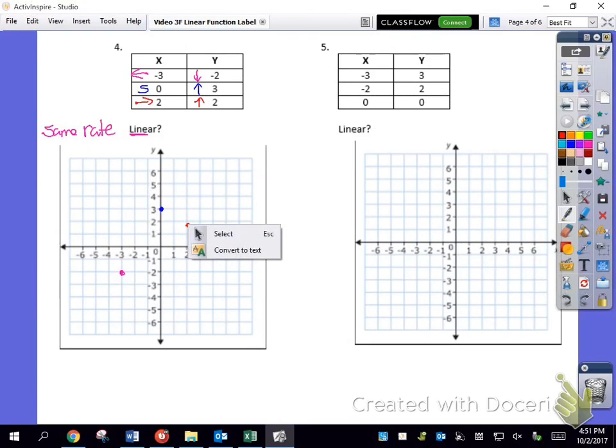Now notice, look at my line. I went up and then I went back down. Okay, I can't do that because that's not the same rate. I would be going up the whole time. So is it linear? No.